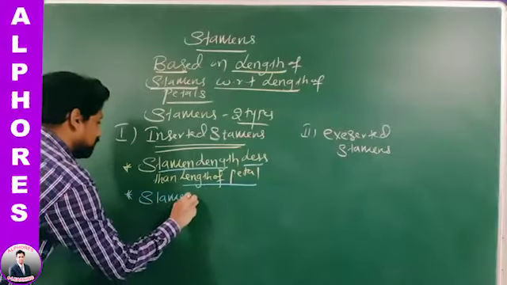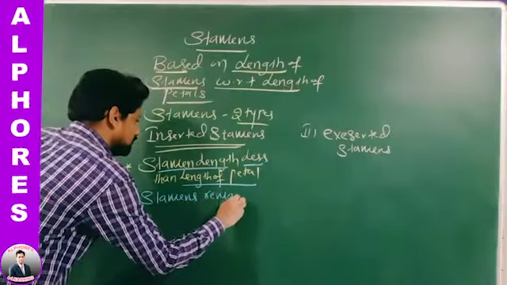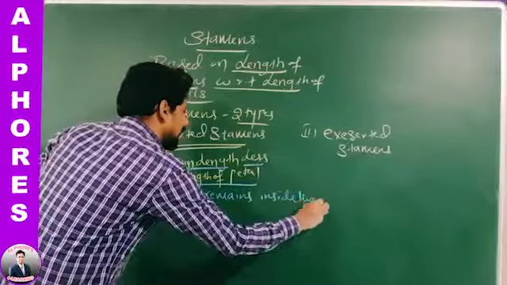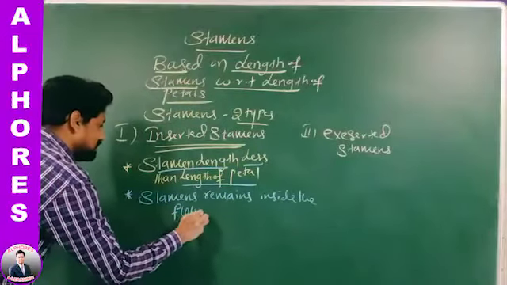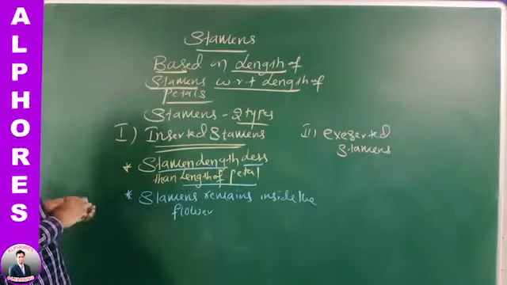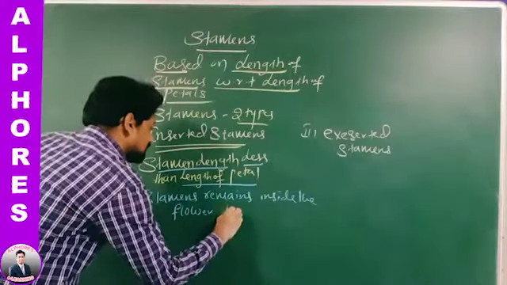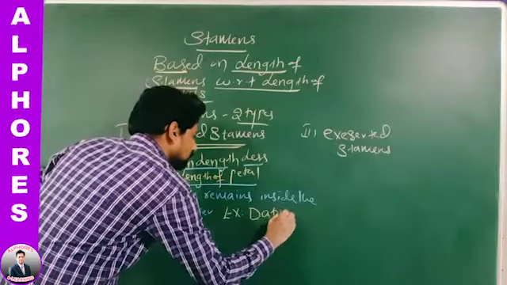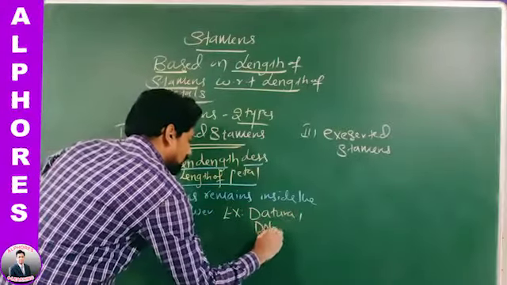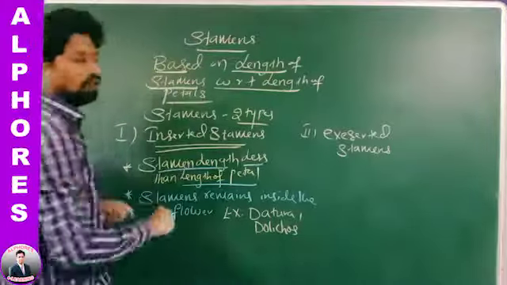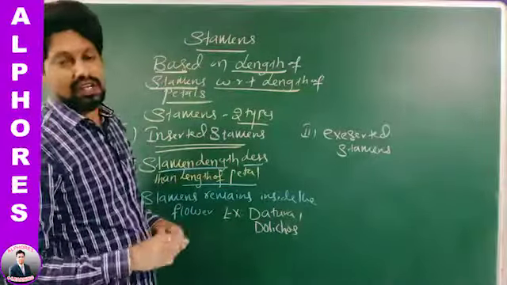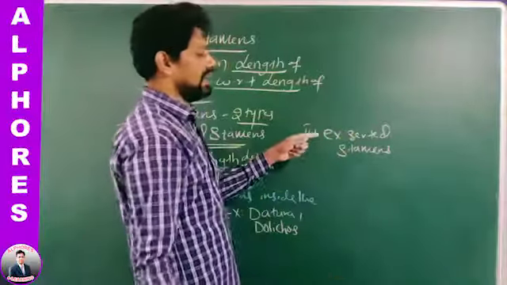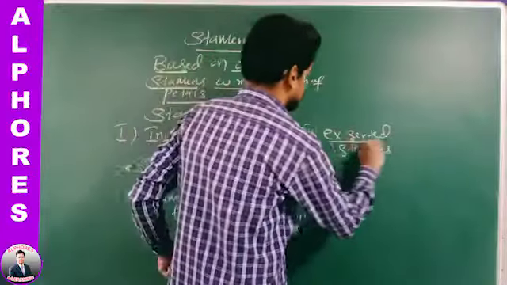So automatically what happens? Stamens remain inside the flower. These are inserted stamens. Examples of inserted stamens: datura and dolichos. Now go for the second one, exerted stamens.